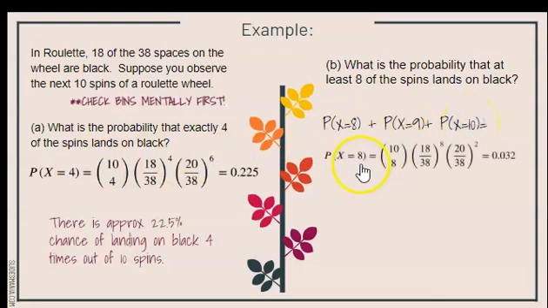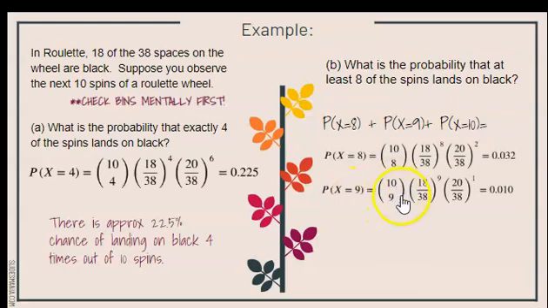So probability of 8, follow your pattern. Trials over successes, success to the number of successes we wanted, probability of success, failure to the rest of them. So if there's 8 successes, that's 2 failures. I get this value. Probability of 9 successes, 10 choose 9. The first probability of a success to the 9th power, the remaining to the failure probability, gives me this probability. And then all 10 are black. Well, 10 out of 10.